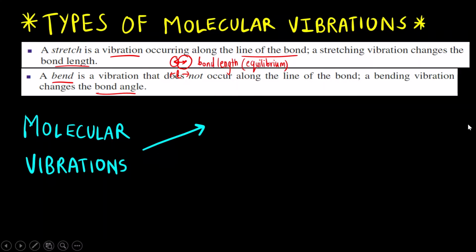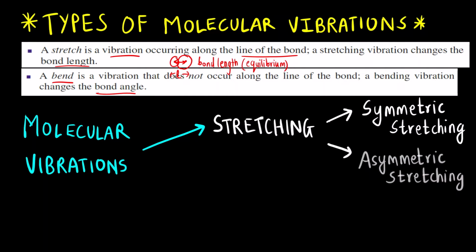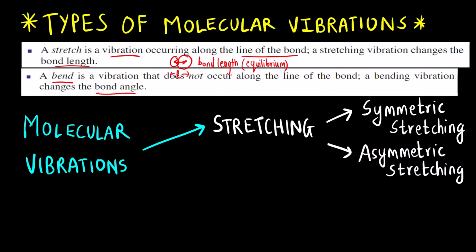Further, there are more classifications. Molecular vibration can be of two types: stretching and bending. Stretching has two types: symmetric stretching and asymmetric stretching. This symmetric and asymmetric is based on the direction in which I am stretching, which we will see in a moment. Another type of molecular vibration is bending, and bending can be of two types.